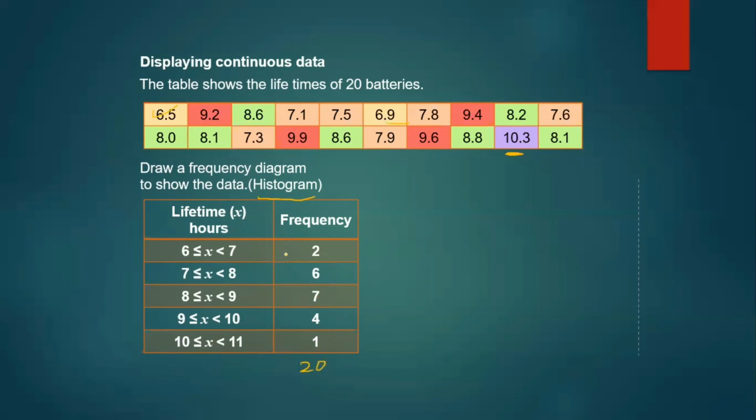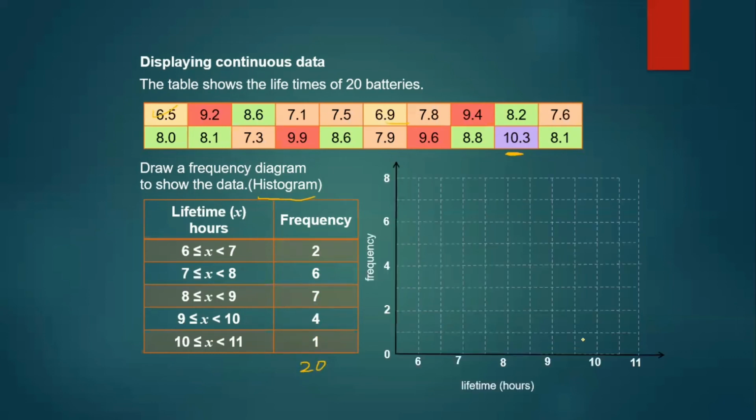Now to show this data on a histogram, again we draw the x-axis and y-axis. We will plot the lifetime in hours along the x-axis and the frequency on the y-axis. So for 6 to 7, there are 2 batteries. Here you can see between 0 and 6, there is only 1 unit gap, and everywhere else you can see a 2 unit gap. For that reason, we show this as a kink, which is called a break of axis.